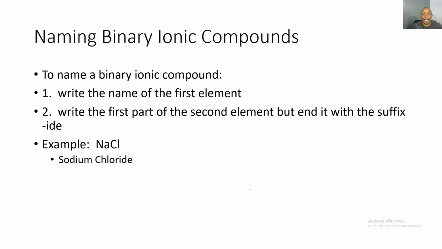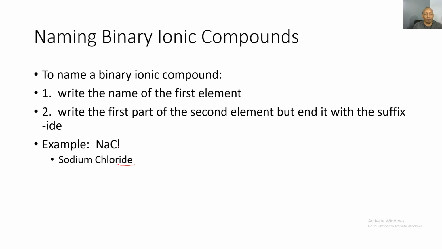So now let's talk about naming binary ionic compounds. To name a binary ionic compound, first we need to write the name of the first element. And then second, we write the first part of the second element, but end it with the suffix -ide. So for example, Na, which is sodium, we write the name of the first element. And then the second element is chlorine, but instead of putting the -ine, we put an -ide at the end of it.